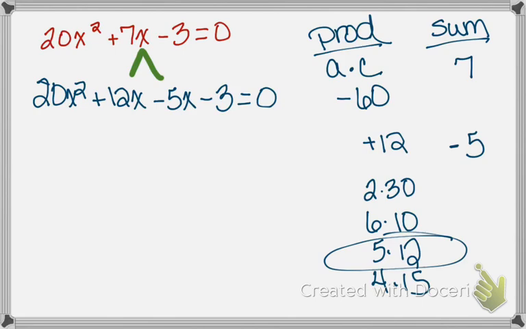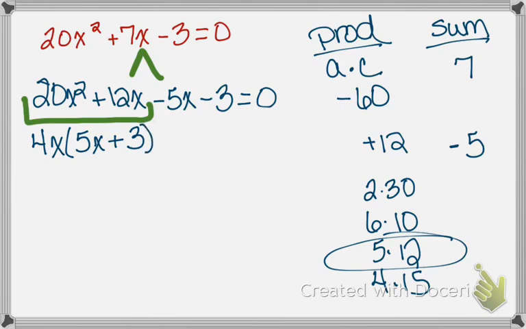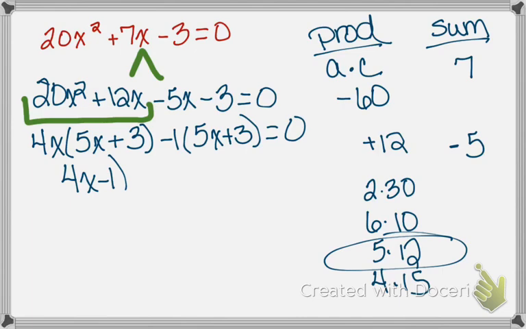Okay, I ask myself what goes into both of these, and it's 4x. So 4x goes into both of those. I'm left with 5x plus 3. Now I need to take a negative 1 out of that. So my next one, I'm taking negative 1 out, and I'm left with 5x plus 3. Okay, so I have factored this.